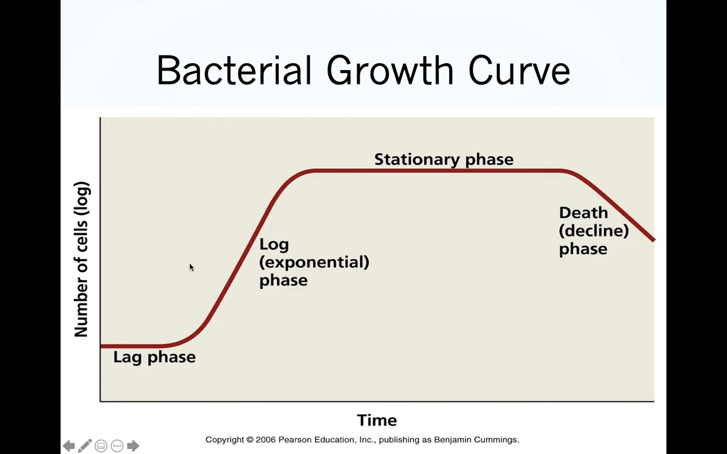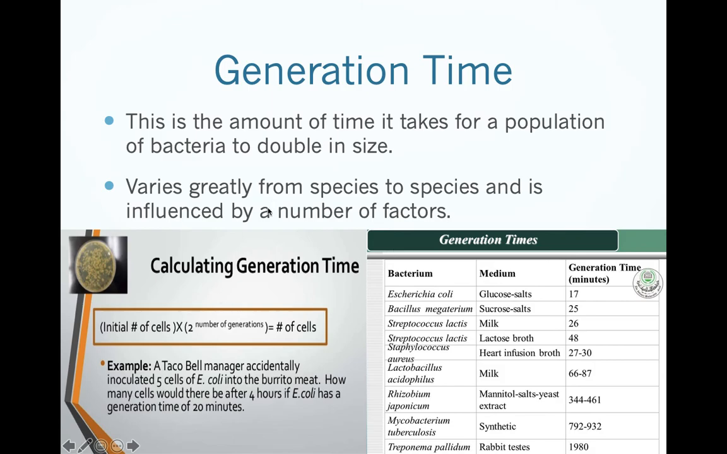Some species divide quite quickly, which will give you a very sharp curve here, whereas some divide very slowly over time, which will give you a very slow, gradual increase in the number of cells in that population. So the generation time is the amount of time it takes for a population of bacteria to double from 1 to 2, 2 to 4, 4 to 8, 8 to 16, 16 to 32. You guys get the concept. It's the amount of time that one particular organism takes to double its population.